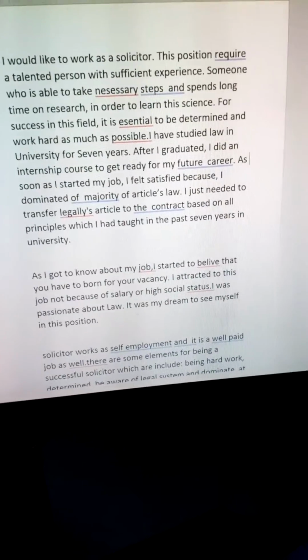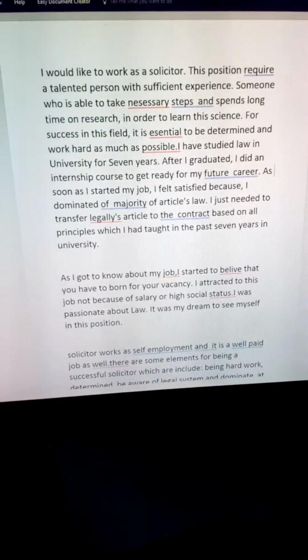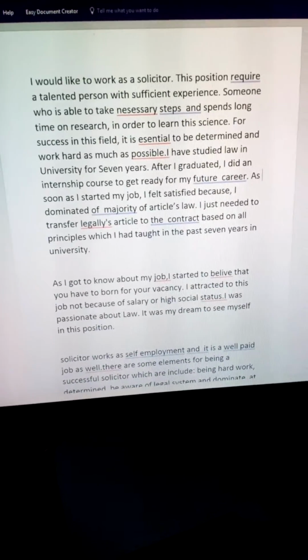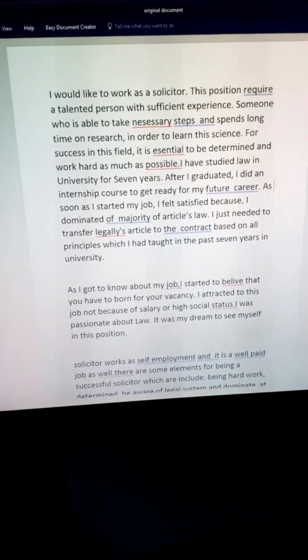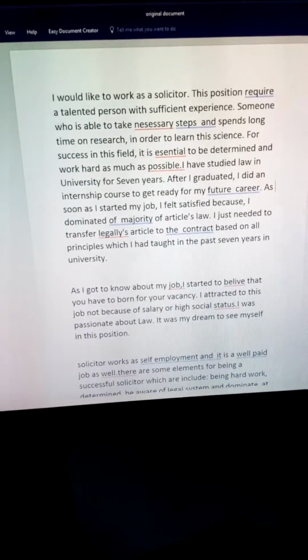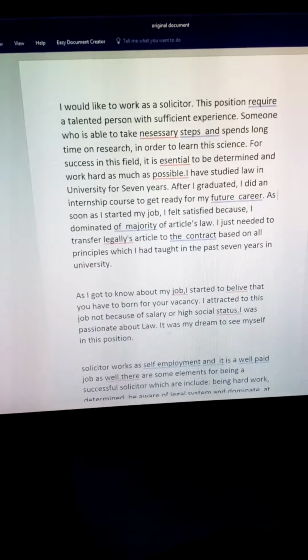Based on all, and all I would put in there is the word the, based on all the principles which I had taught in the past 7 years in university. Remember, you didn't do the teaching, you did the learning. So in the past 7 years in university, you learnt.